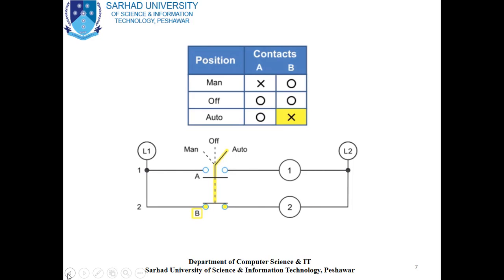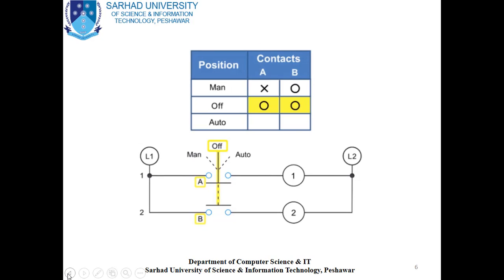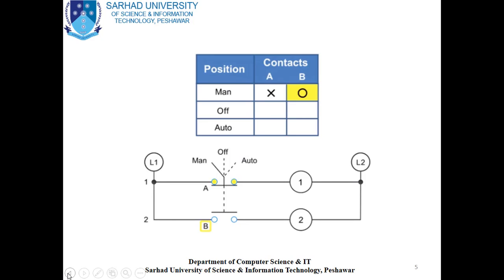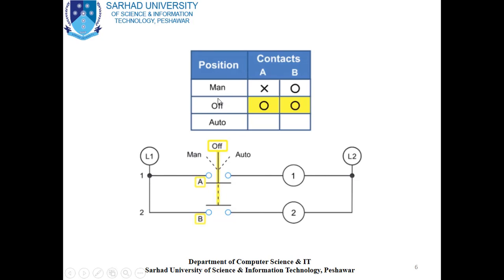So switching to the previous slide, here you can see the manual position. Here you can also see the manual position in the line diagram. In the next slide, you can see the off position. So switching to the next slide, here you can see the off position. Here you can also see the off position of the selector switch.